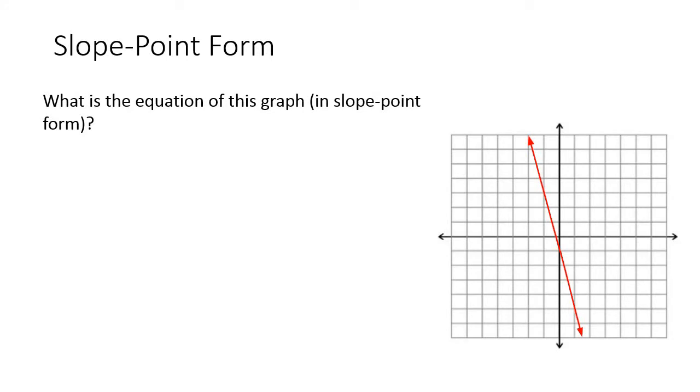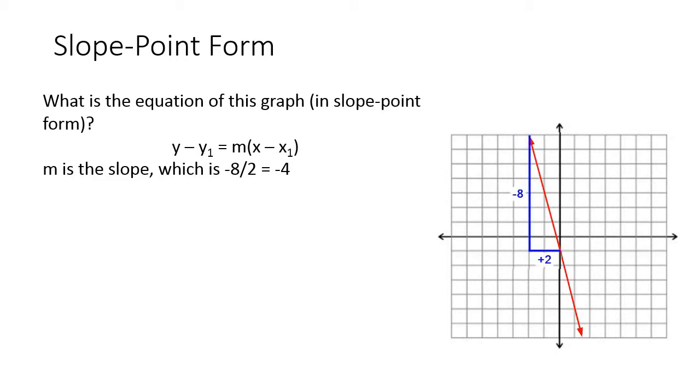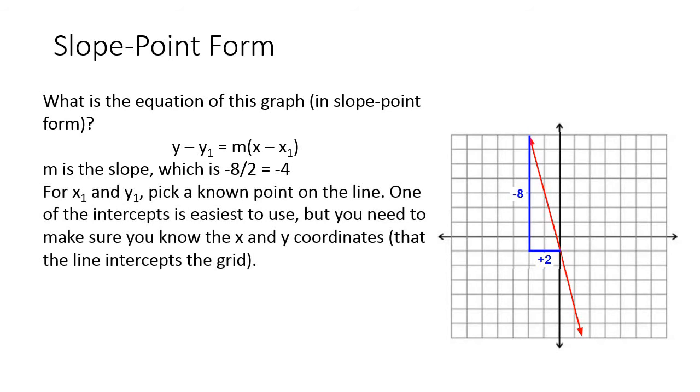What is the equation of this graph in slope point form? So again, write your slope point form. M is the slope, which is negative 8 divided by positive 2, which is just equal to negative 4. And there I have formed my triangle and figured out my rise of negative 8, run of positive 2. For x1 and y1, again, pick a known point on the line. I'm going to use the y-intercept. That's usually easiest to use, which is (0, negative 1), as indicated on the graph.